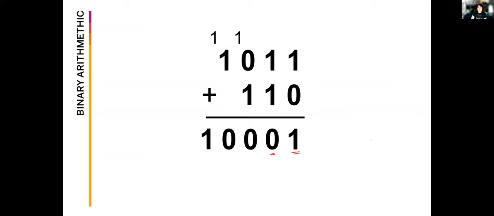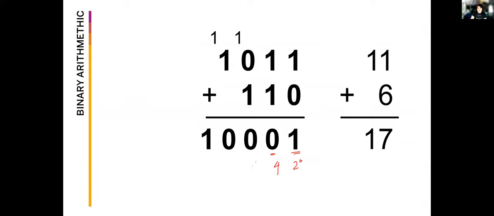Okay. And if we convert this again to the decimal form, it's this one. So it's 11 plus 6 equals 17. You can double check if they're correct, or we can double check. Okay. So is this 17? So this is 2 raised to 0, 4, 8. Mali. This is 1. Bubuyain ko na lahat. 1, 2, 4, 8, 16. So 16 plus 1, we have 17. Okay? Tama.